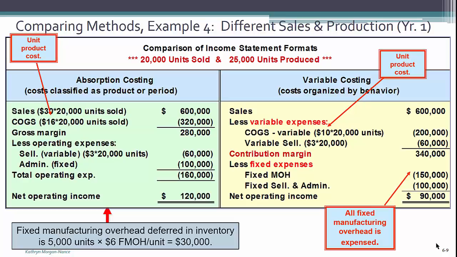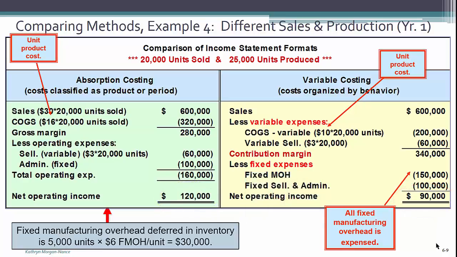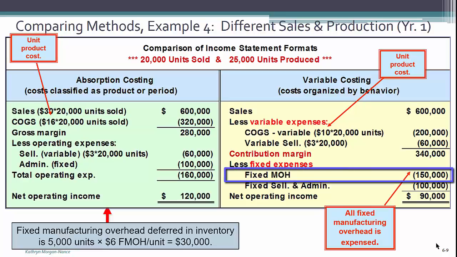The difference in net income between the two methods is due to how fixed manufacturing overhead is treated. Under absorption costing, fixed manufacturing overhead of $30,000 has been deferred. That means not reported as expense due to the existence of unsold inventory. So we have 5,000 units times $6 fixed MOH per unit.